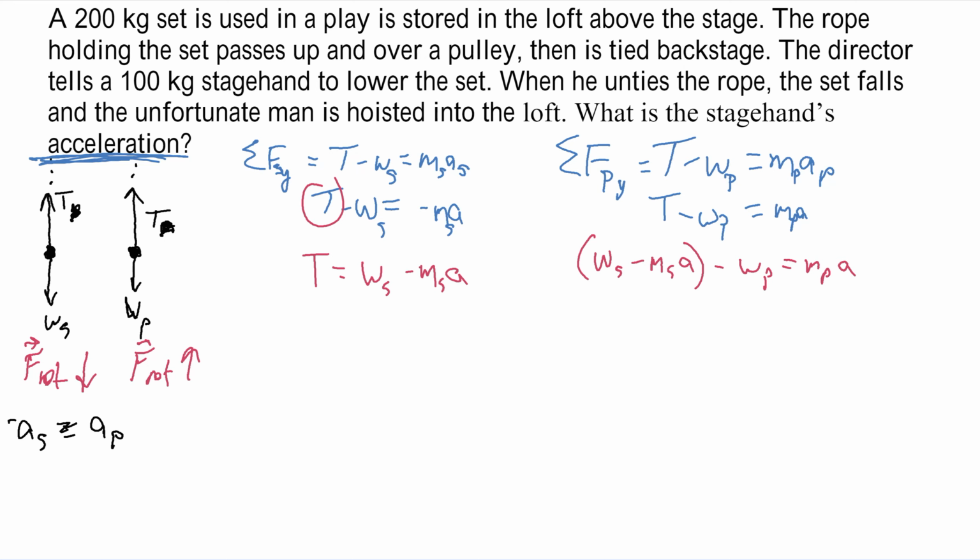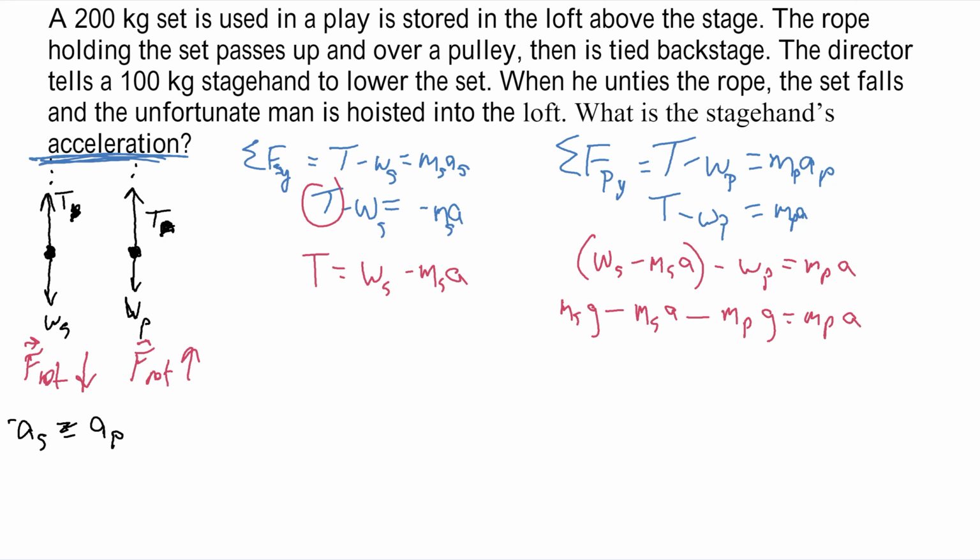So now you just divide by the mass of the person. Well, I have an acceleration still over on the left-hand side and acceleration on the right-hand side. So what I want to do is get everything in terms of mass, gravity, and acceleration so that I can solve for acceleration. So this is the mass of the set, gravity, minus the mass of the set, acceleration, minus the mass of the person, gravity, equals the mass of the person, acceleration.